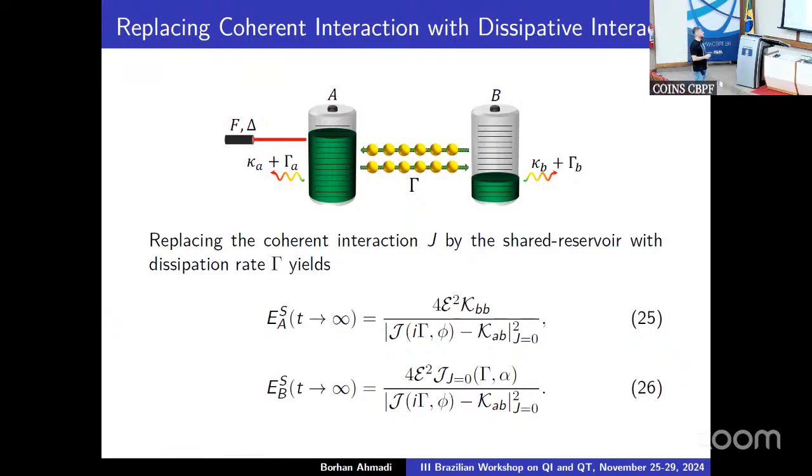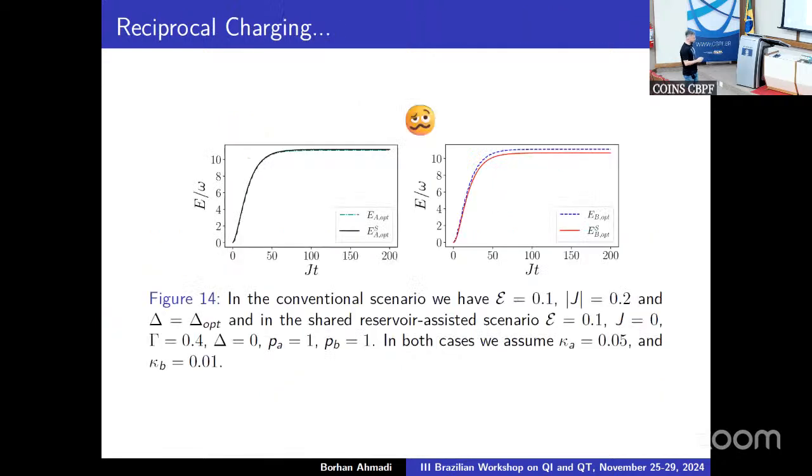The technique is this: what if I replace the coherent interaction completely by the dissipative interaction by the shared reservoir? This means that I put J equal to 0 in the equations of motion. So let's see if it leads to a better result.